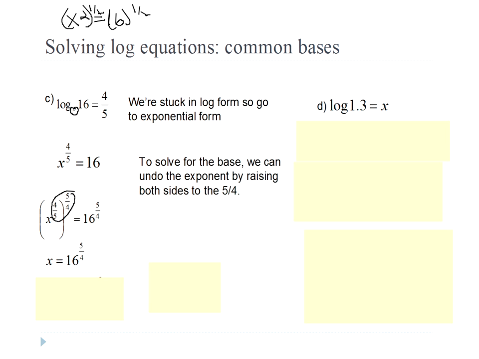And now I can rip apart this exponent. Oops. And I see that 16 to the 1/4 is 2. 2 to the 5 is 32. So the x value here is 32. That means log to base 32 of 16 equals 4/5.